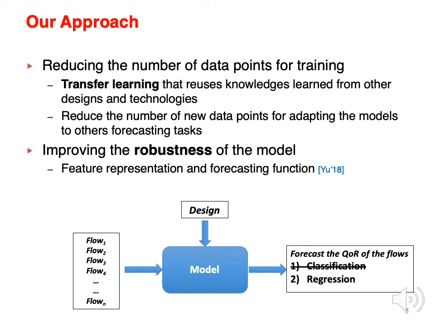In order to do that, we need to improve the robustness of the model to achieve high accuracy in terms of transfer learning. This is because we aim to restrict the number of data points for the transfer learning or retraining process to be less than 100 data points. This is very aggressive. So we propose a novel feature modeling and develop a simple LSTM-based recurrent neural network to forecast the QoR, which is modeled as a regression task, over the previous state-of-the-art that is formulated as a multi-class classification problem.